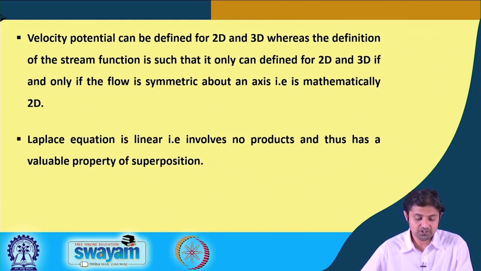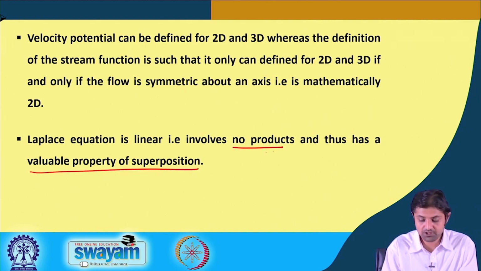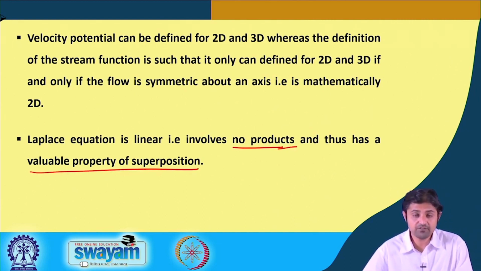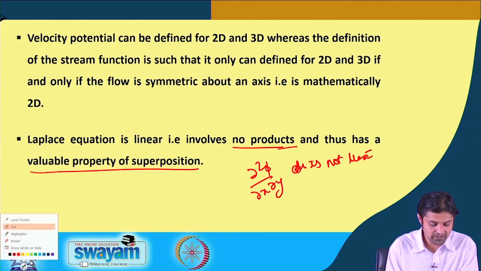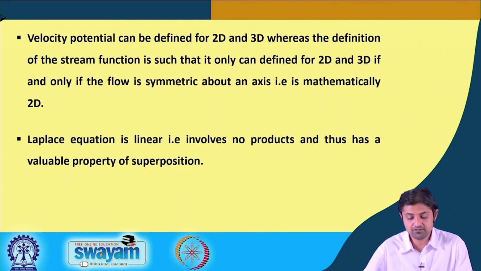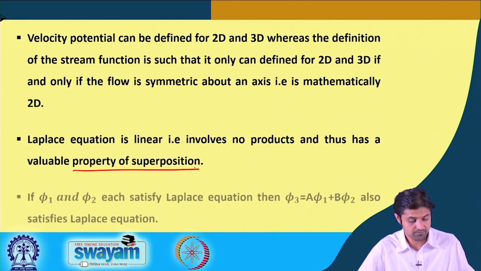The second thing to note is that the Laplace equation is linear, that is, it involves no products and thus has a valuable property of superposition. So we don't have product terms like delta x, delta y, or phi 1 times phi 2. In a different sense we say that the Laplace equation is linear because it does not have any product. Therefore we can apply the property of superposition to Laplace equations.